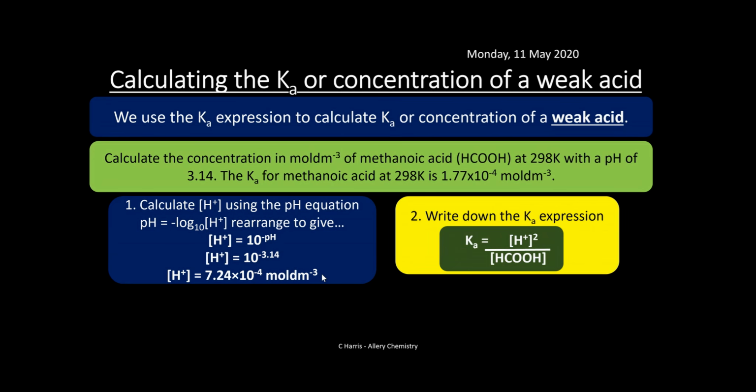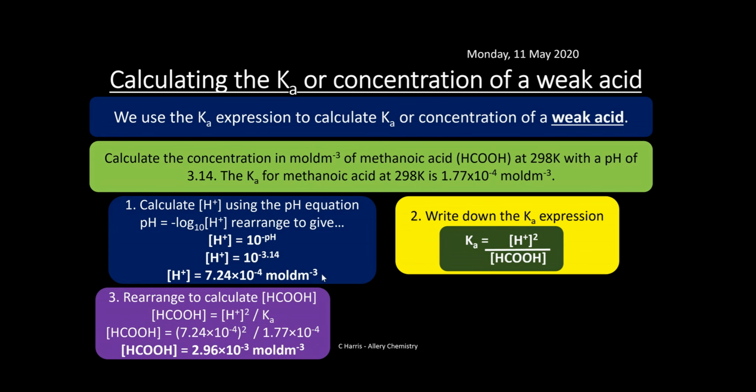So that's us got our H plus concentration. Then we write down our Ka expression. Ka equals H plus squared divided by the concentration of methanoic acid. Then we rearrange that equation to calculate the concentration of methanoic acid, because that's one of the things we want to work out here. The rearranged equation is methanoic acid equals H plus squared divided by Ka. Put numbers in, and we get the concentration to be 2.96 times 10 to the minus 3 moles per dm cubed.